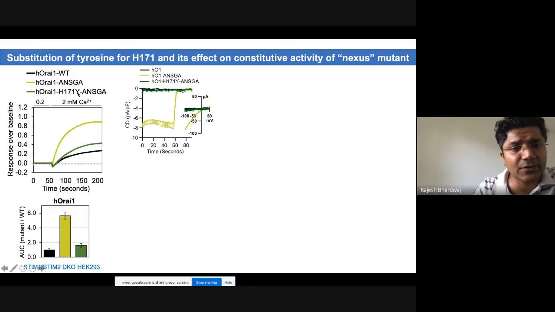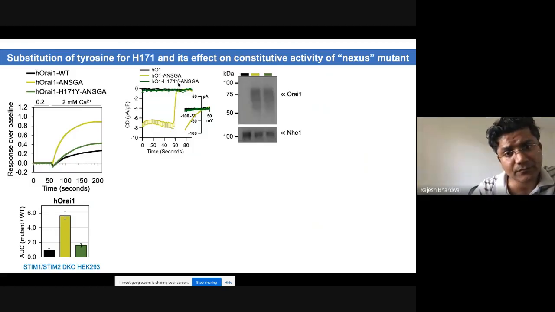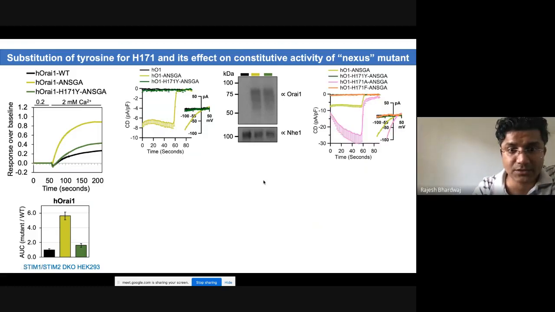So we tested that. We made the tyrosine mutation in human ORI1, and we saw that the constitutive calcium influx was significantly decreased by this tyrosine mutation, which was also recapitulated in patch recordings. You see here in the dark green traces that there is no constitutive current when this histidine is substituted by this tyrosine residue. And of course, we did the surface expression, because you could argue that maybe your channel is not on the plasma membrane, but we could rule that out. We see similar expression levels of the Nexus mutant and the Nexus plus H171Y mutant on the cell surface. And here you see the NHE1 plasma membrane protein, showing that similar amounts of cell surface proteins are present in the reactions.